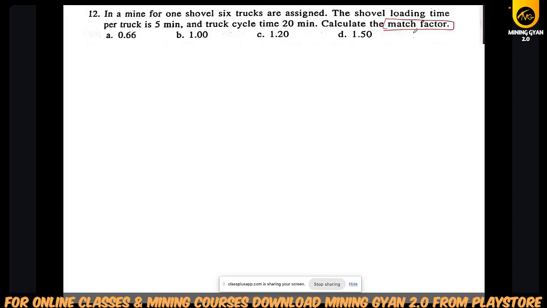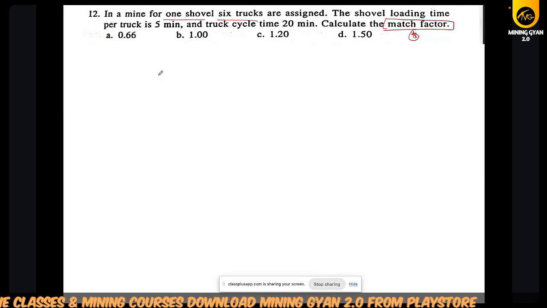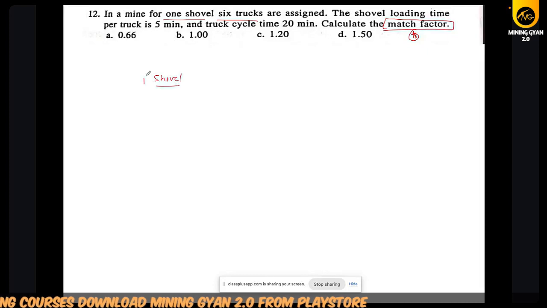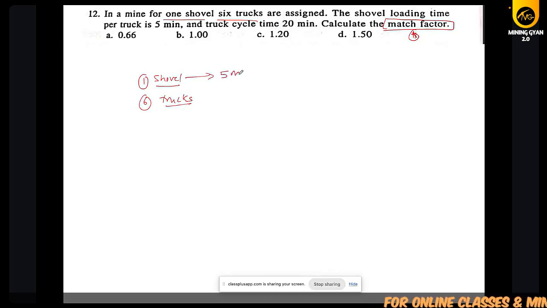So what he has asked: one shovel, 6 dumpers. Shovel is one, and the trucks are 6. The shovel loading time is 5 minutes. In 5 minutes the shovel can load one dumper. So loading time is 5 minutes.